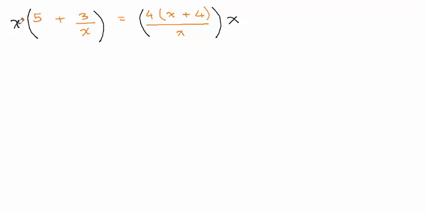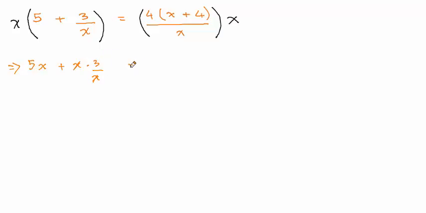So on the left hand side, in the next step, we're going to distribute this x on the two terms. So we have x times 5, which is equal to 5x, plus x times 3 over x. Now, if you think about this, x times 3 over x, this x and this x cross off. You have a 1. And therefore, effectively, there's just a 3 out there.